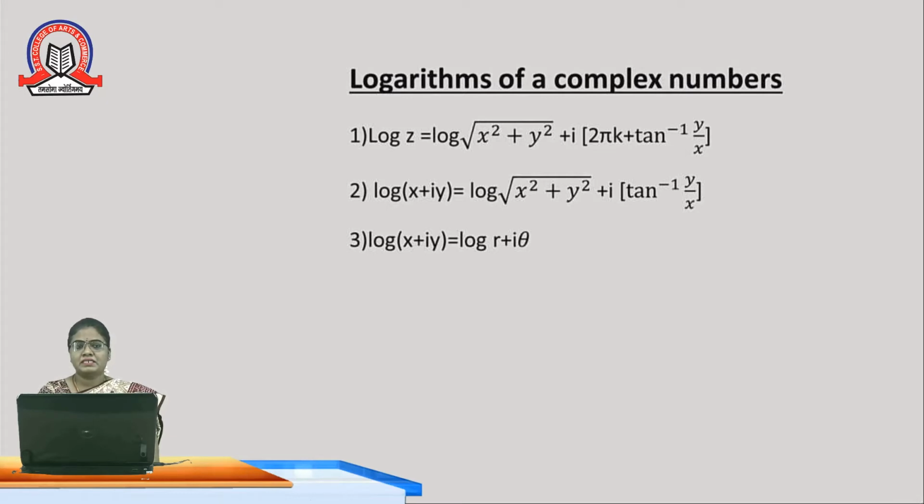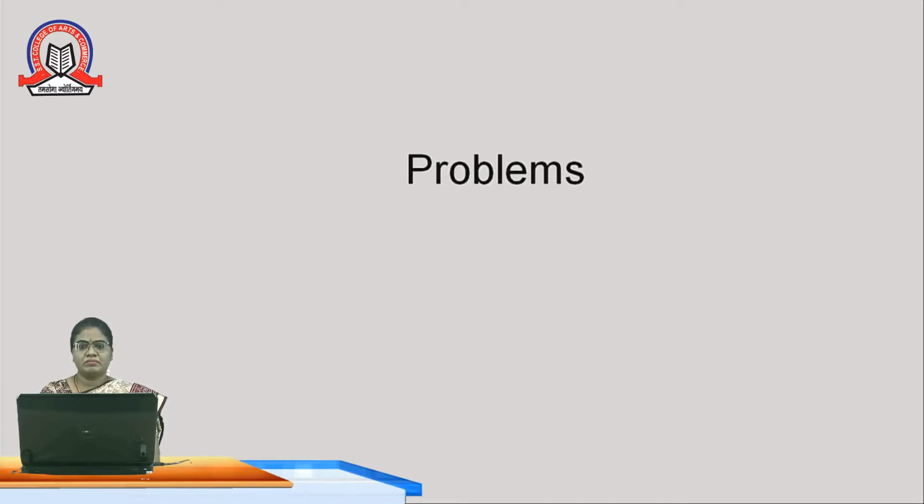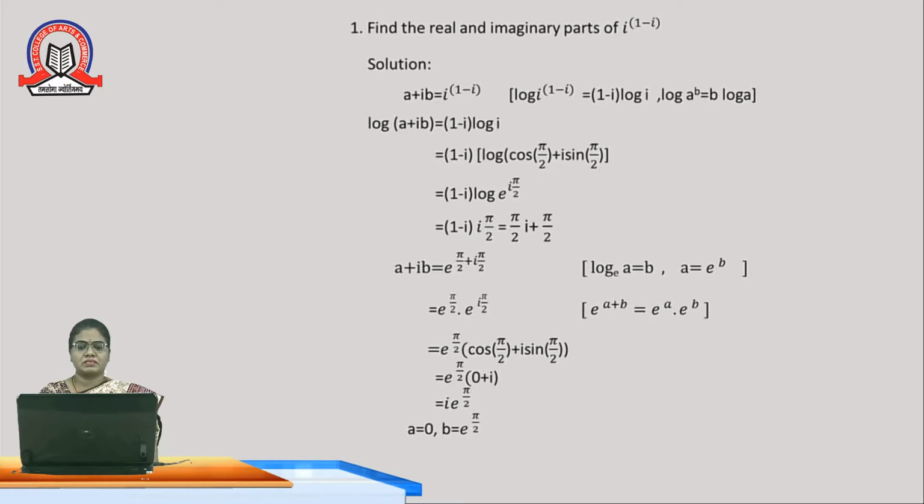2 pi k is the circle, with k equal to 1, 2, 3 etc. Going around the circle many times, the values are changing for the logarithm. So we are adding 2 pi k. What is k? k is a constant. It takes values: the first round is k equal to 1, the second round is k equal to 2, etc. Using this formula we are going to see the problems.